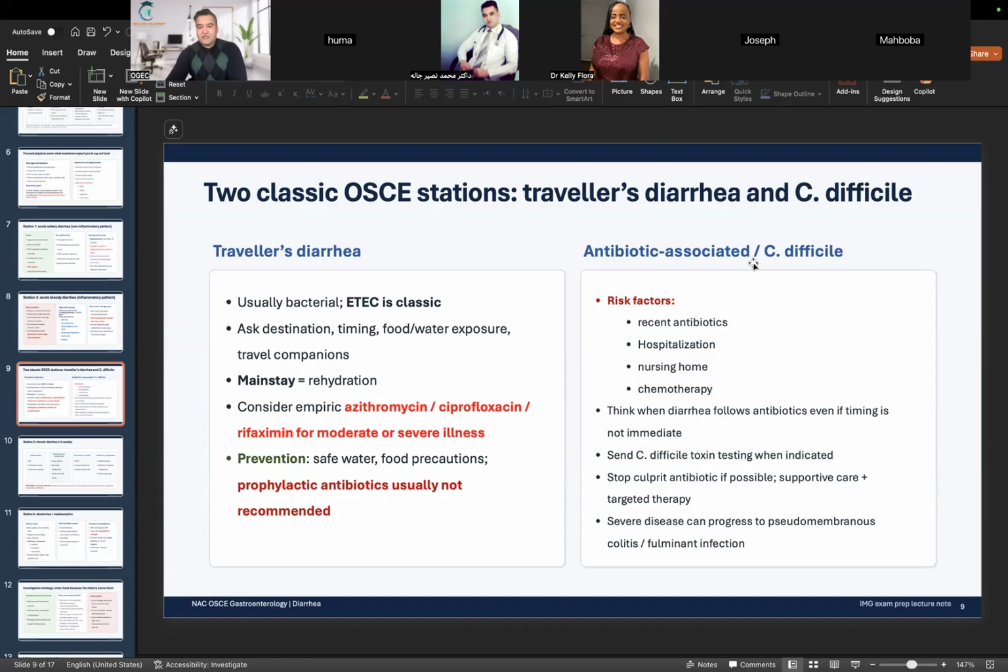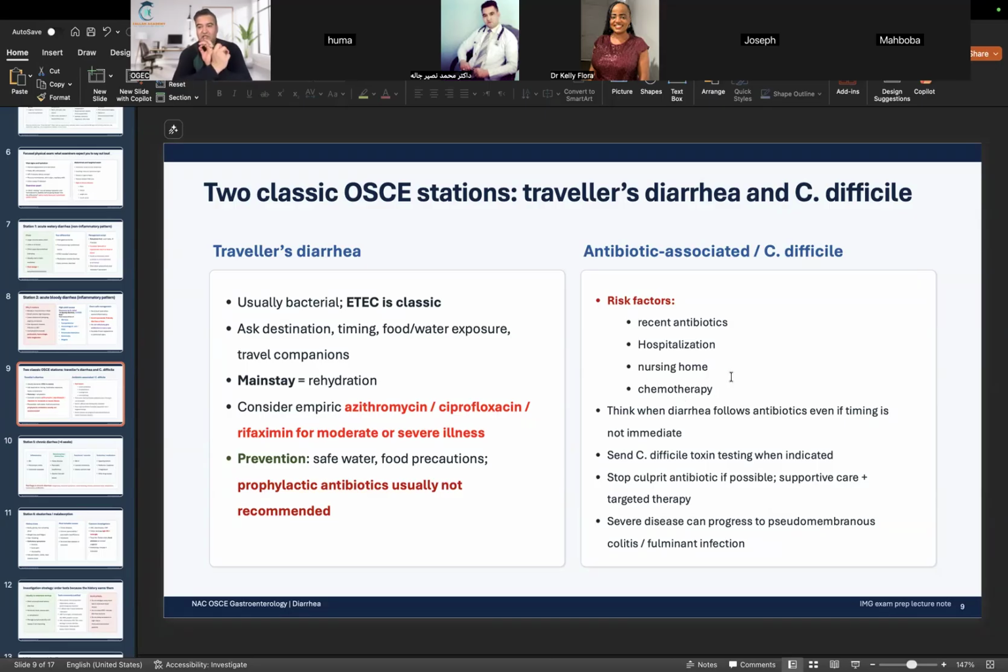Now, let's say you have another case or station where the patient has diarrhea secondary to antibiotic. So recent antibiotic, hospitalization, nursing home, and chemotherapy. One of them might be the reason.